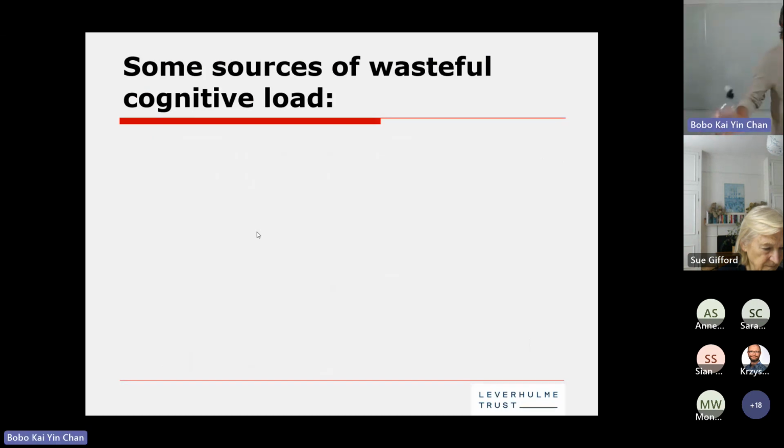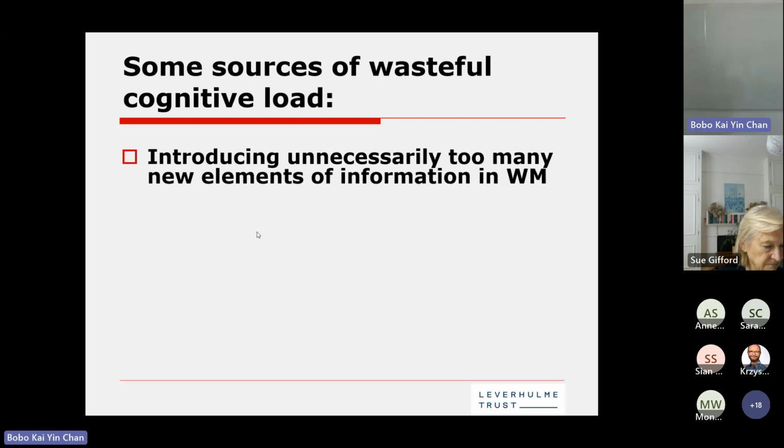Some sources, just a few examples. What can cause that? Let's talk about this wasteful, extraneous cognitive load. Just to list a few obvious examples: too many new elements of information in working memory. That makes working memory overloaded if there are unnecessarily too many elements. If it's part of intrinsic cognitive load, then we need to reduce that intrinsic load, but we're now talking about extraneous. Sometimes we introduce unnecessarily too many elements, using bells and whistles, for example, in presentations that distract attention, introduce additional elements that are not really relevant to the point, and overload working memory.